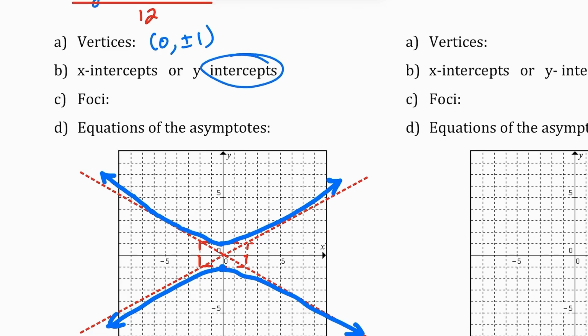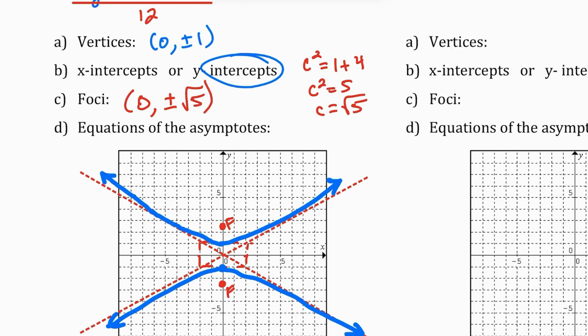These are y-intercepts. Our foci, again, we have that equation where c squared equals a squared plus b squared. So 1 plus 4, so c squared equals 5. So c is the square root of 5. So that means our focal points are going to be, 5 is between 4 and 9, so between 2 and 3. So 1, 2, and some change. Those are my focal points. Those points have an x value of 0. And then we went up and down root 5.